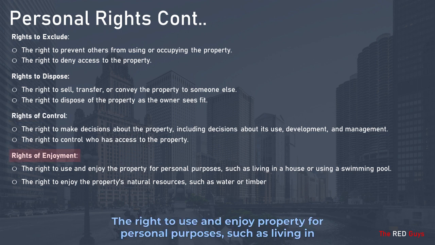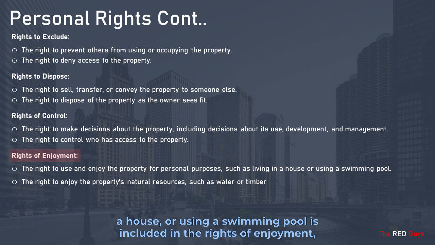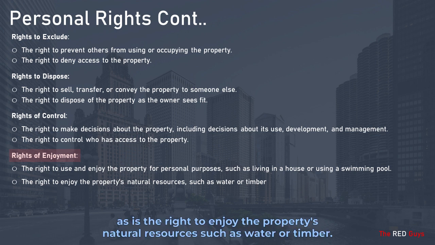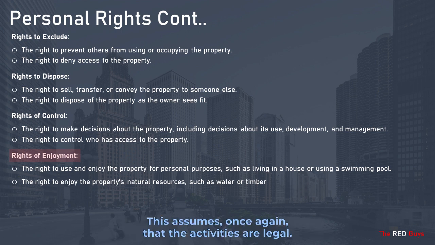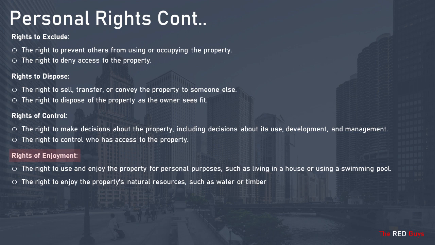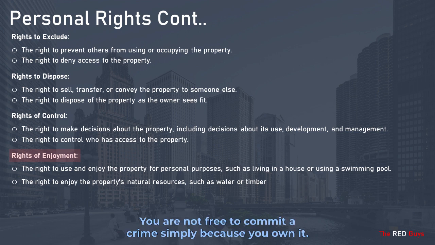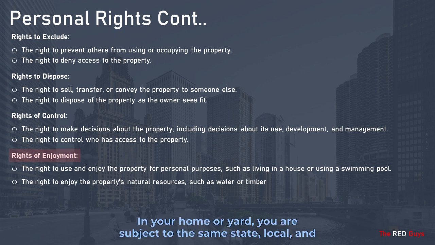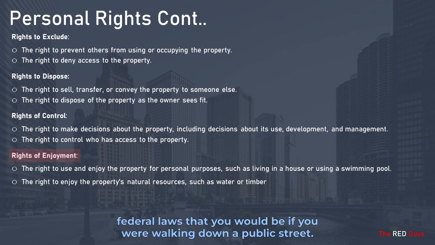The right to use and enjoy property for personal purposes, such as living in a house or using a swimming pool, is included in the rights of enjoyment, as is the right to enjoy the property's natural resources such as water or timber. This assumes once again that the activities are legal. You are not free to commit a crime simply because you own it. In your home or yard, you are subject to the same state, local, and federal laws that you would be if you were walking down a public street.